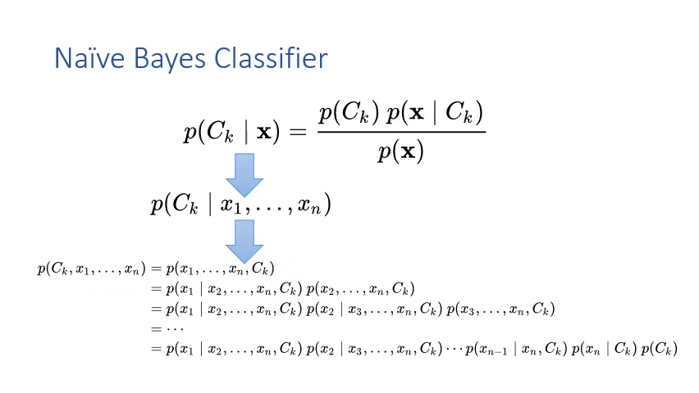Here's an important thing to note: we only care about the numerator of this formula. We don't care about the denominator, P of X, because it doesn't change. So in practice, we only care about this term, and this term is equal to the joint probability of class K and the feature vector. So now let's focus on calculating the joint probability of class CK and the feature vector, and use the chain rule to expand the formula.